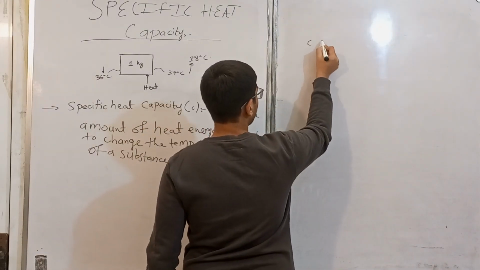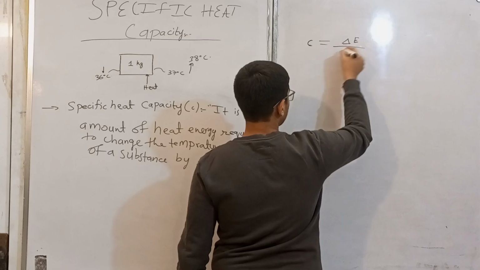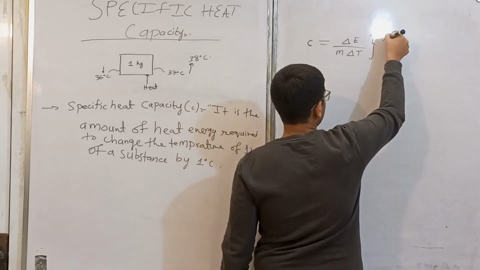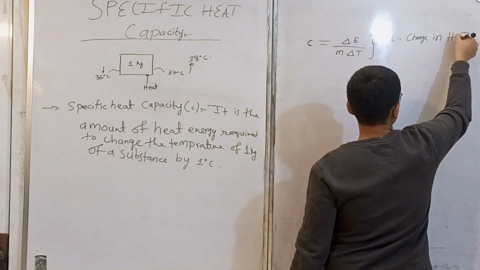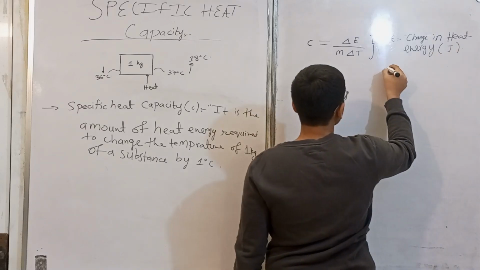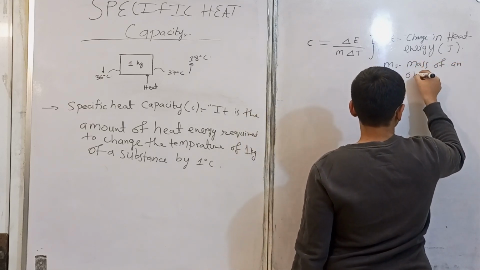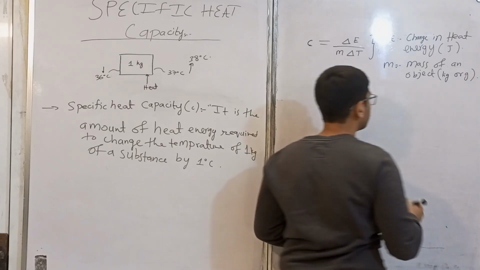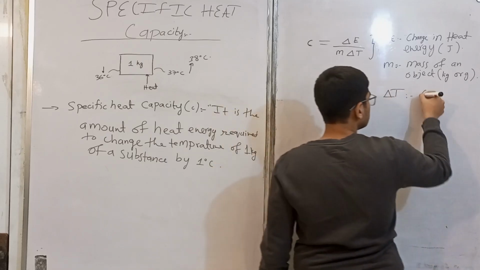Now, the formula of specific heat capacity can be calculated by the expression C equals delta E divided by m delta T. Here delta E is the change in heat energy, which is measured in joules. m is the mass of an object, which is measured in kg or grams as per the requirement of the answer, and delta T is the change in temperature.